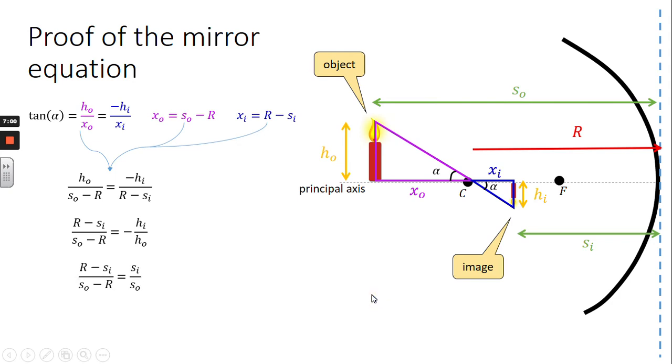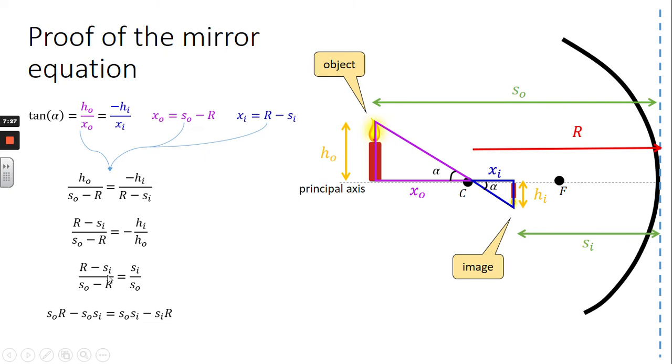After we've done that, we can see that this definition here, minus HI over HO, is the same as SI over SO. That's due to the fact that our magnification tells us that image height to object height is the same as image distance to object distance with a minus sign. And now it's a matter of a little bit of algebra.